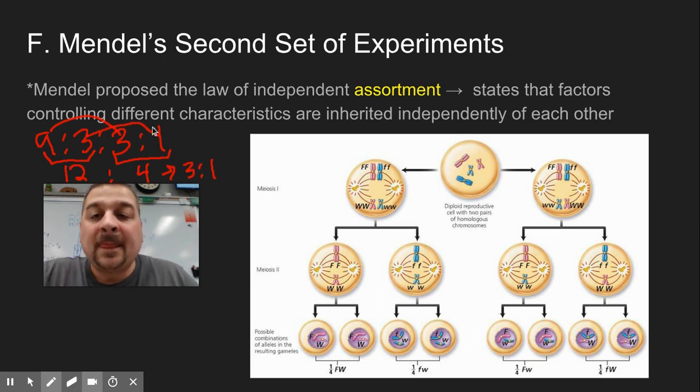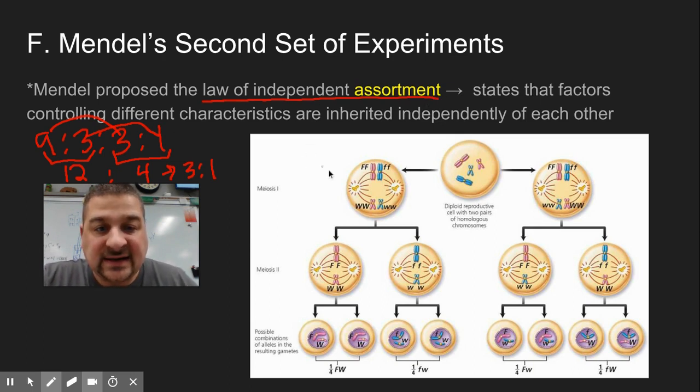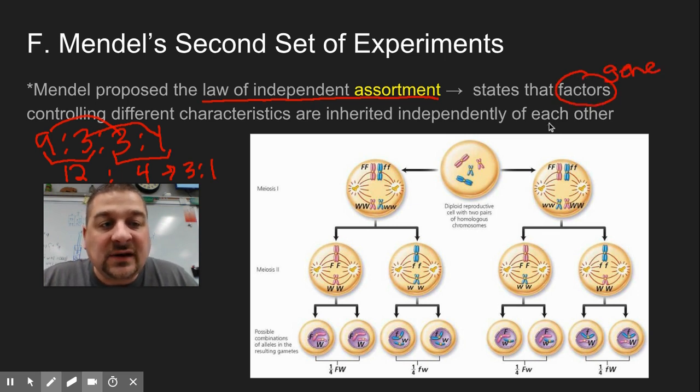So he said, you know what? The traits are passed independently of each other. He called this the law of independent assortment. Now, he did not know about meiosis yet and gametes and that kind of stuff. But he figured the factors, or what we now call genes, the genes for the traits, or factors he called them, were inherited independently of each other.